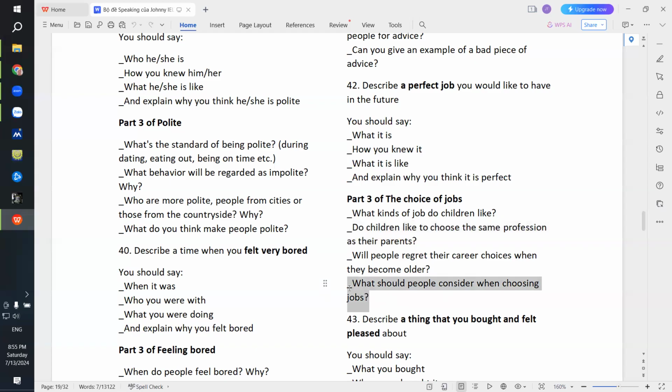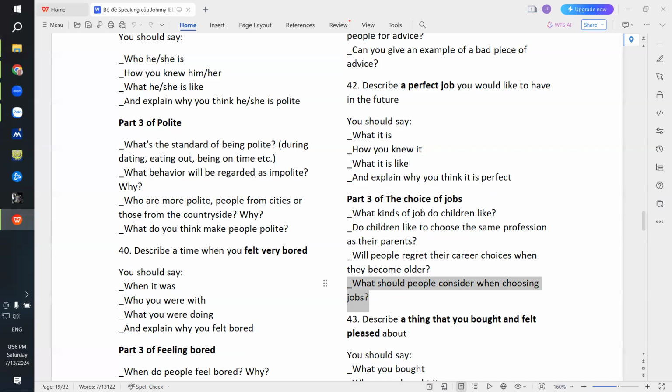And then what should people consider when choosing jobs? So think about the working environment. Like what kind of environment would you like to work in? How about colleagues? How about career prospects? Like for example, is it easy to get promoted? Does it pay well? Of course, the salary or the compensation. So compensation is salary, yes.